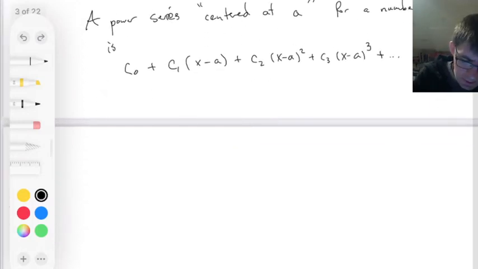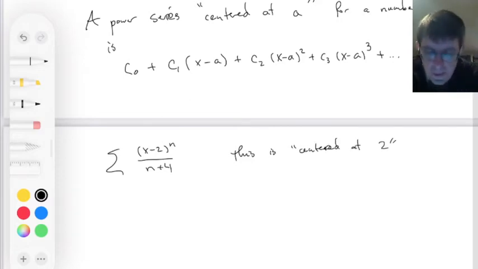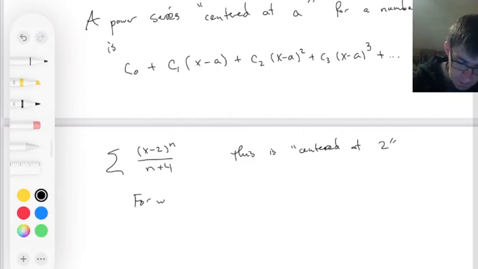So how about something like the sum of x minus 2 to the n over n plus 4. So this one is centered at 2, right? Centered at whatever means the terms have powers of x minus a, whatever the a is. In this case, the a is 2. This is a power series centered at 2. All right, let's do the same old thing: tell me for which x does it converge? We're going to do the ratio test.